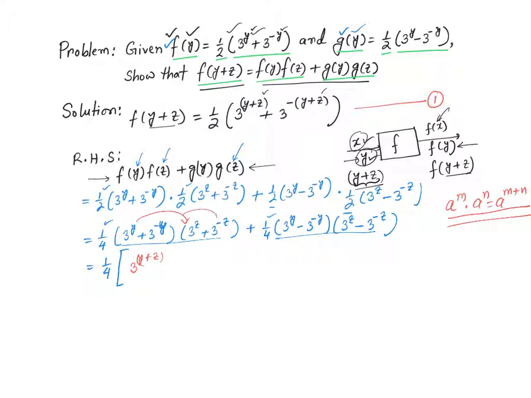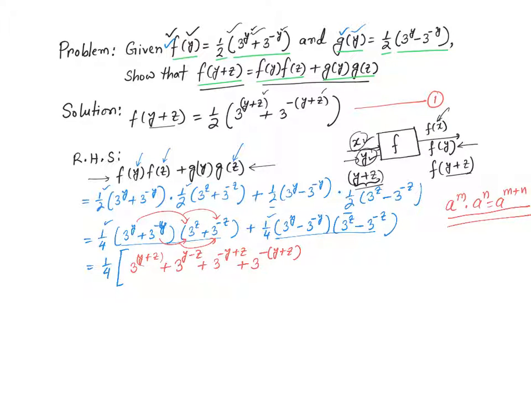Now 3 to the power y times 3 to the power negative z is going to give you here plus 3 to the power y minus z. Now I do the same thing: 3 to the power negative y times 3 to the power z gives me 3 to the power negative y plus z. Then finally 3 to the power negative y times 3 to the power negative z gives me 3 to the power negative (y plus z).